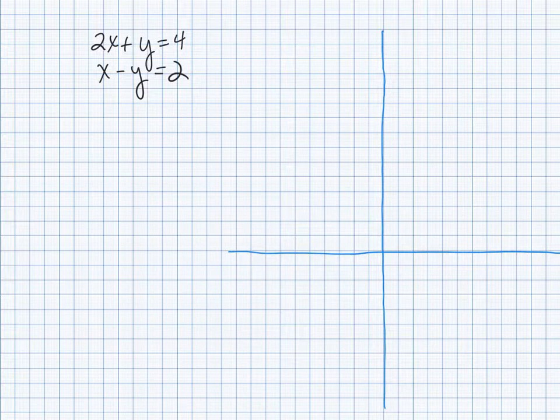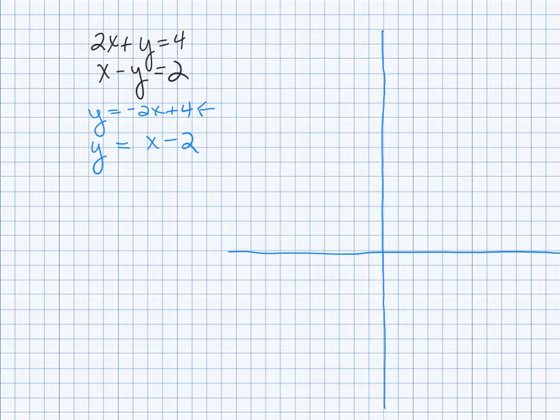So the first one is going to be y equals negative 2x plus 4. And the second one is going to be y equals x minus 2. Now take your time and do the second one by hand and make sure you get what I got. If you don't have a fraction for the y-intercept, let's just graph each one. What is the y-intercept in the first equation?